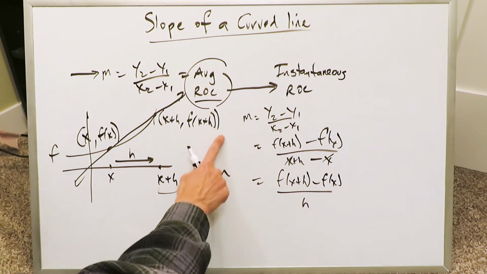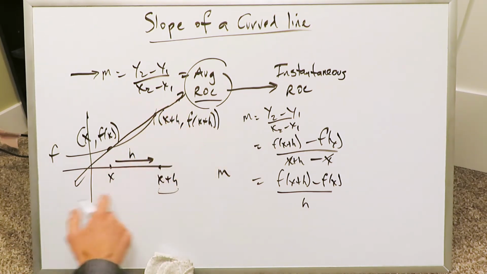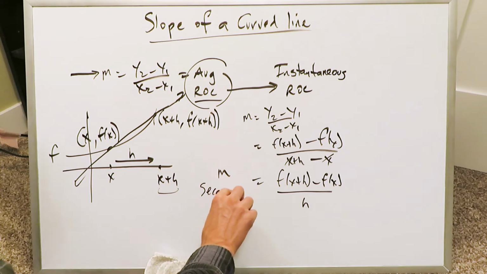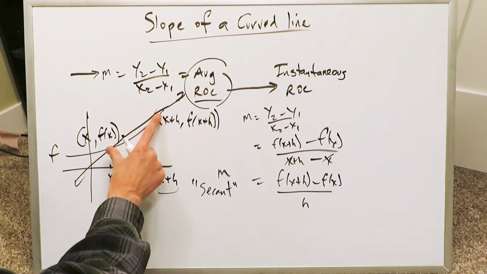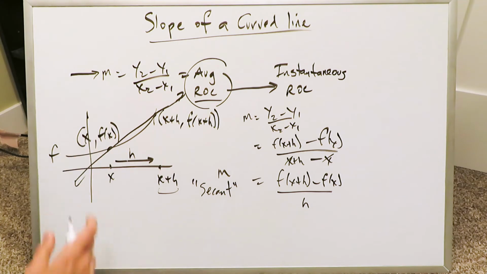I'm using this for slope. The slope of this straight line. What is this straight line called? It's called a secant line. A secant line is a line which connects 2 points on a curve. It doesn't matter if that curve is however twisted or contorted. If you're connecting 2 points on that curve with a straight line, that's called a secant.